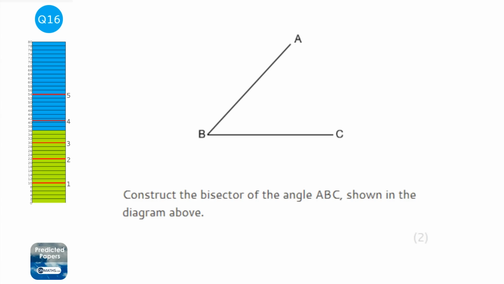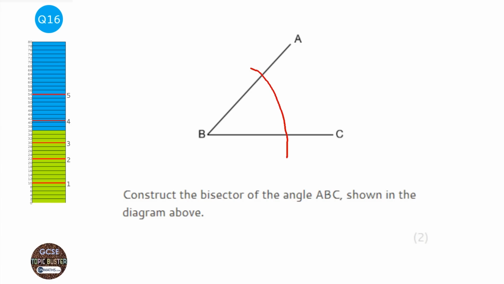And there's just one way of doing this. So the first thing we need to do is put our compass at B, so put the point at B, and draw an arc about halfway between A and B. It doesn't matter, but about halfway always suits me. Something like that, and to go all the way to BC.